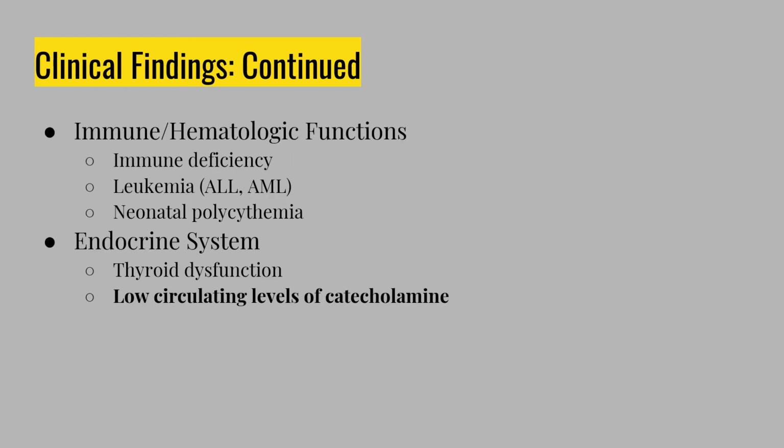Clinical findings for immune and hematologic functions can include immune deficiency, leukemia, and neonatal polycythemia. Endocrine dysfunction most pertinent to anesthesia includes thyroid dysfunction and low circulating catecholamines.